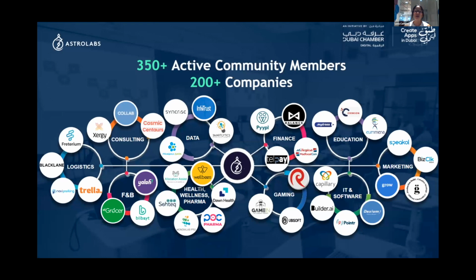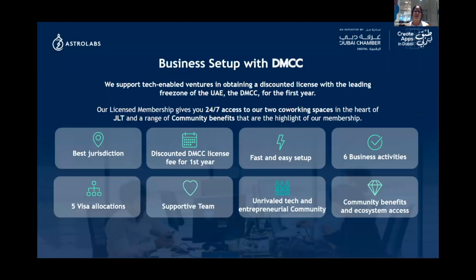Now to tell you a little bit more about the actual business setup process itself. Setting up a business in the UAE, in the DMCC especially, is a very streamlined process. It's going to take around 1.5 to 2 months from beginning to end, from the moment that you join Astrolabs till the moment that you have your corporate bank account open and your business is up and running.